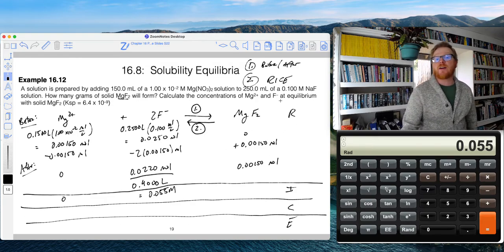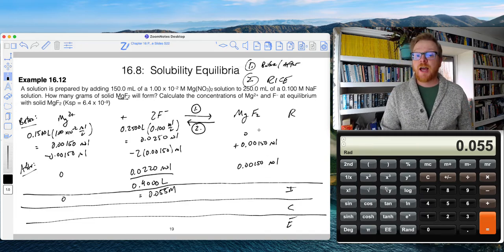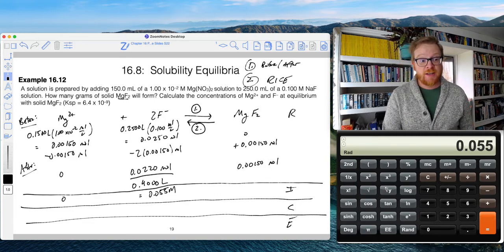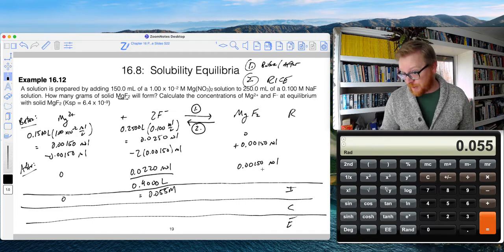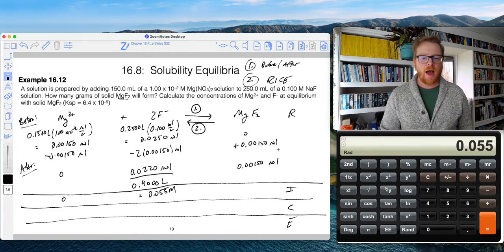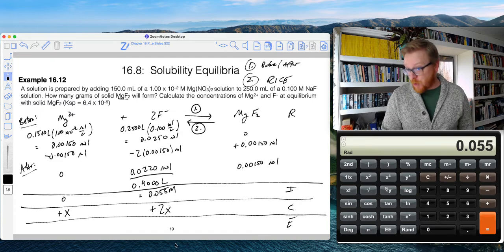So we don't care about this for the equilibrium concentration, but what we do recognize is for the end of this problem, I can convert this 0.0015 mole into grams. So we'll leave that aside for the time being. So then we also recognize that this magnesium is 0. This is going to have to be plus X, right? Which means this is also going to have to be plus 2X, okay?